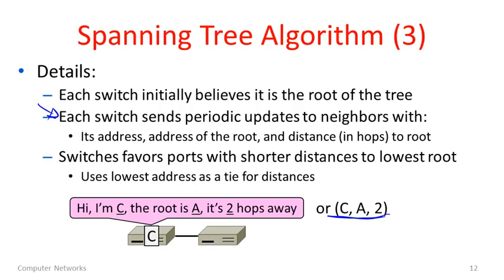Now, all different switches are going to get messages from their neighbors, and they're going to process them. When they hear different messages, switches are going to update their configuration, and they will favor ports which reach better routes, lower cost routes with shorter distances, again using lowest addresses as a tiebreaker. And it's quite amazing, really, that if all switches follow this simple rule, this 1-2 punch rule, and update, the network as a whole will converge to a single shared spanning tree. Wow!